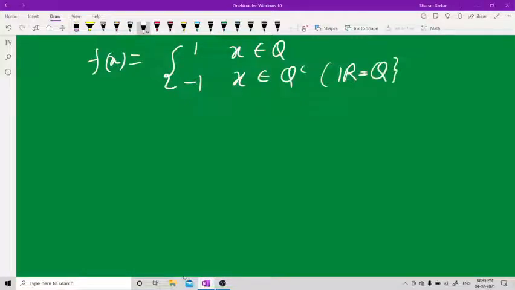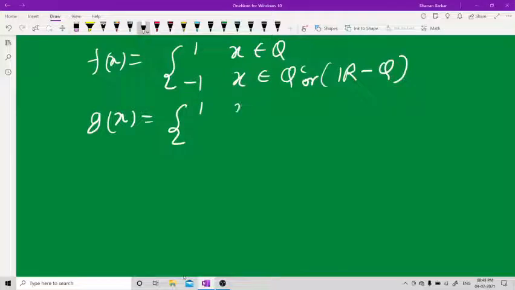R minus Q. Let me write it properly. So R minus Q, from the real numbers. You write it like this. Now g(x) is a function which is minus 1 when x belongs to Q and plus 1 when x belongs to Q complement. Q complement, you know what it is: from the reals, you have removed the rationals.